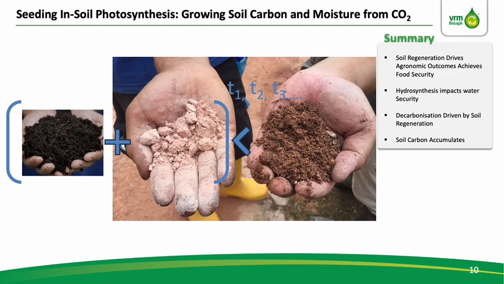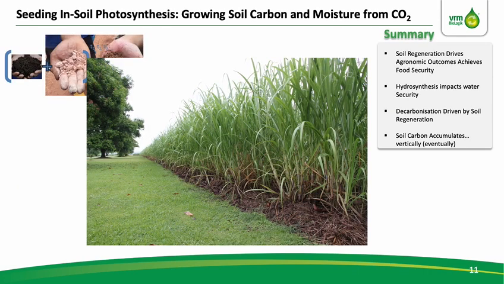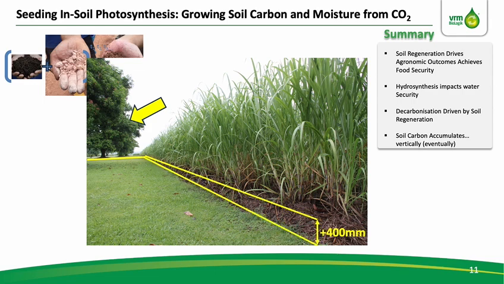So it's decarbonization that is driven by soil regeneration. And as the soil carbon accumulates over time, given enough time, carbon can accumulate vertically, just like in this picture. Here's a tree that's 20 years old, so you can see that original soil horizon. And on the right side of this picture, that's sugarcane, where somehow that topsoil layer is now more than 400 millimeters higher than the surrounding soil horizon. How do we account for 4,000 cubic meters of material extra per hectare?